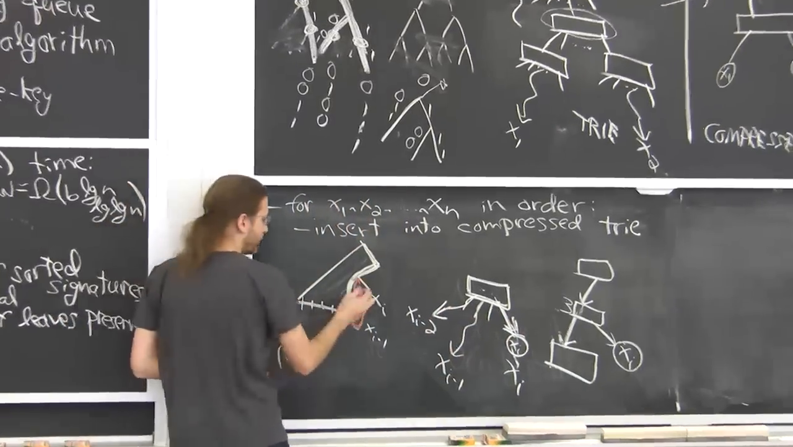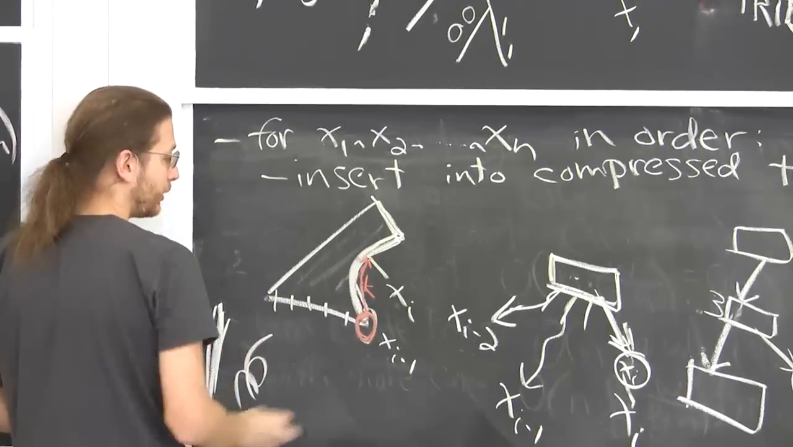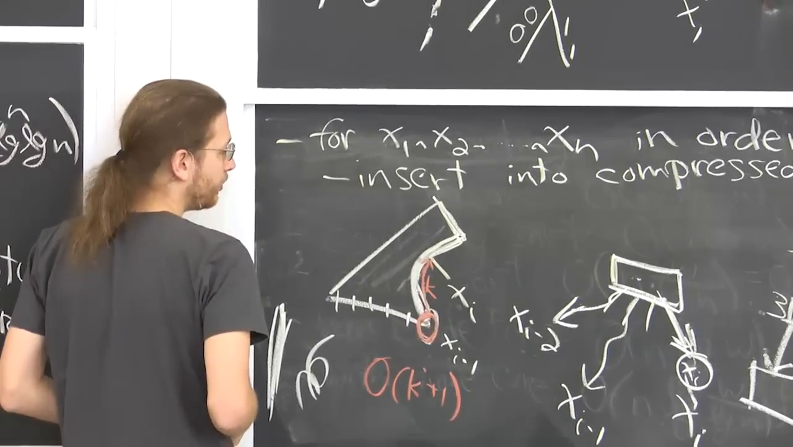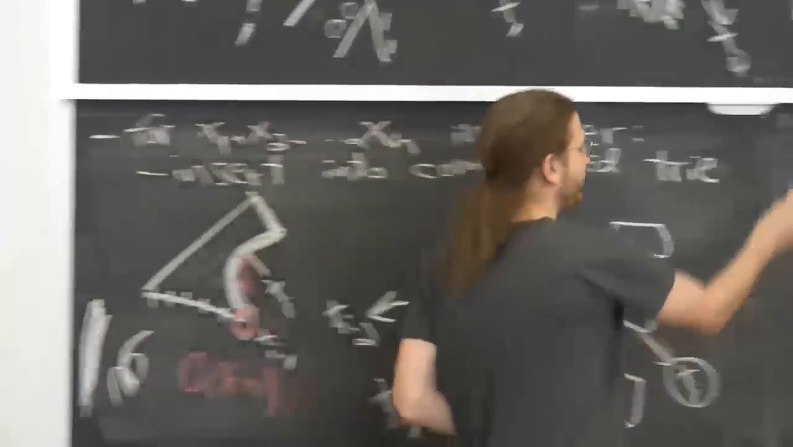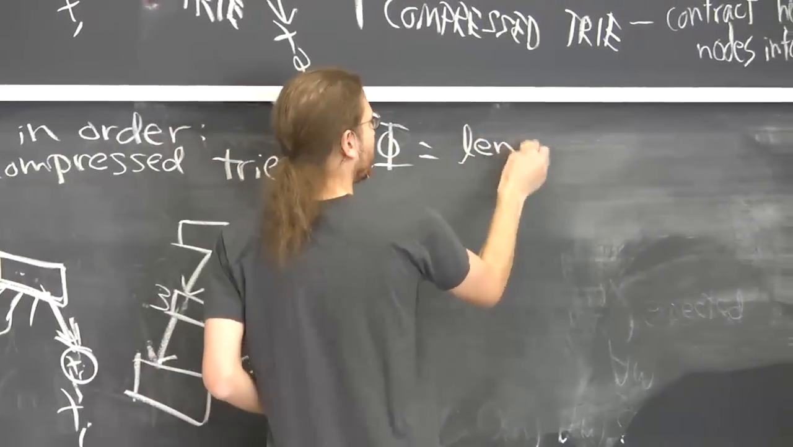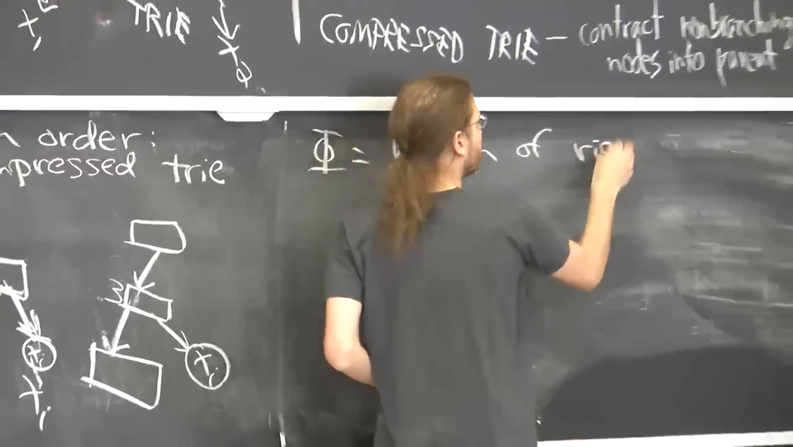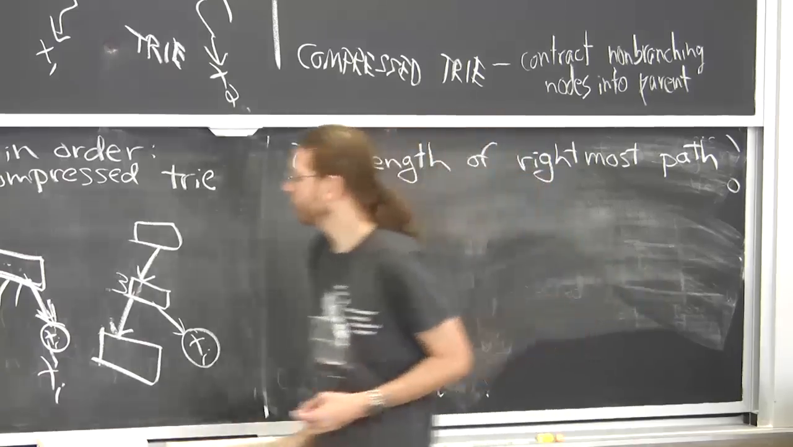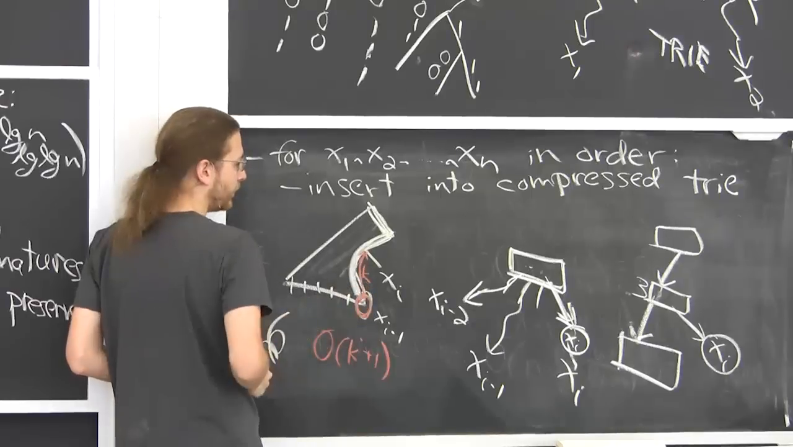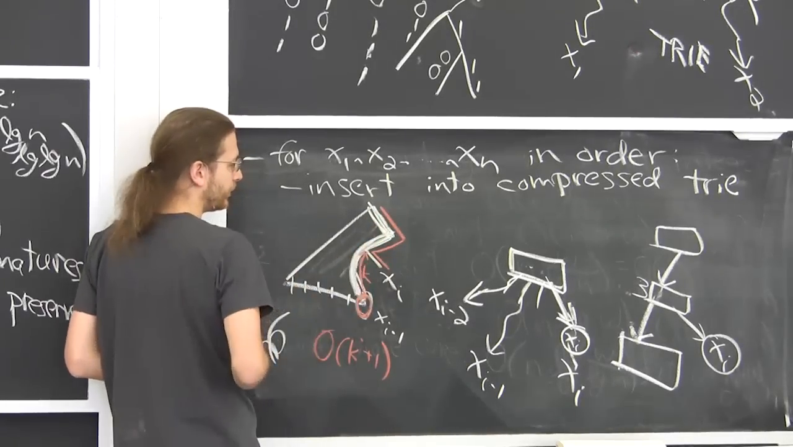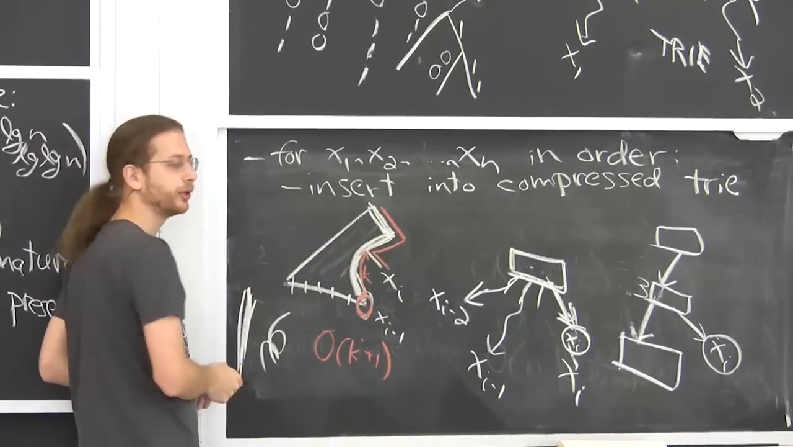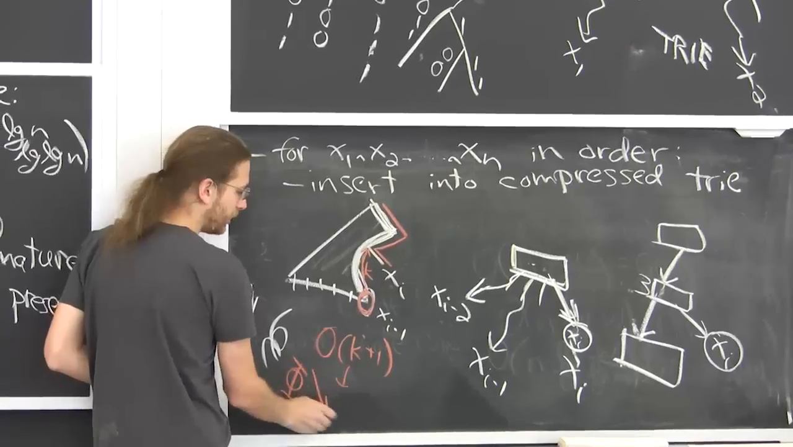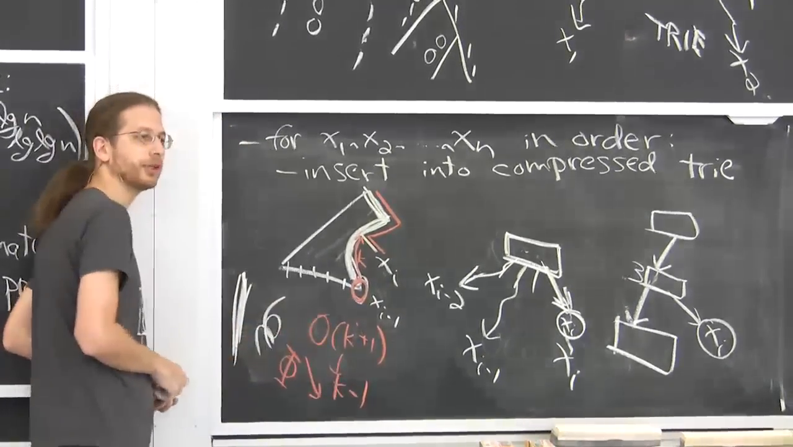So if there are k edges here on the compressed trie, I can do this in order k time, k plus 1, let's say. Why is that okay? Because my potential function, amortization, is going to be the length of the rightmost path. Before, my rightmost path was this thing. Afterwards, my rightmost path is going to be this thing. So it got roughly k shorter, k minus 1 shorter. So I charge this k plus 1 cost to a potential decrease of k minus 1, and so the amortized cost is only constant.